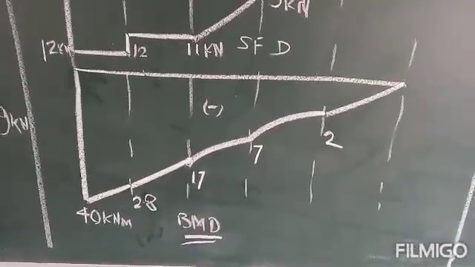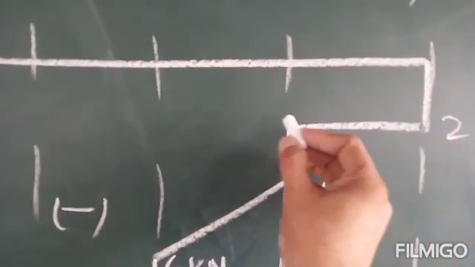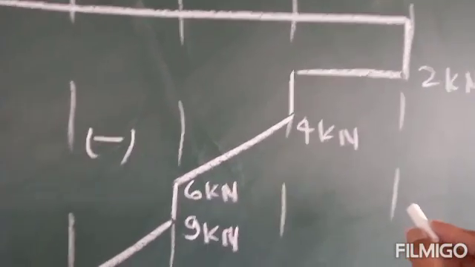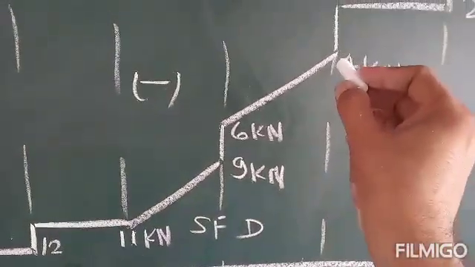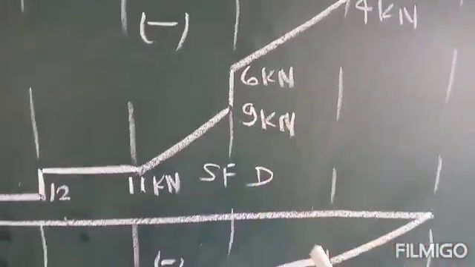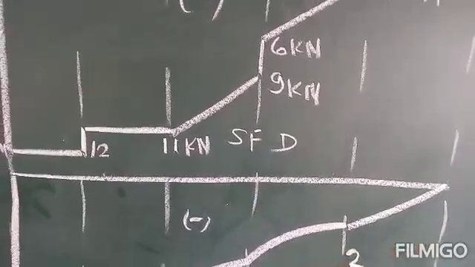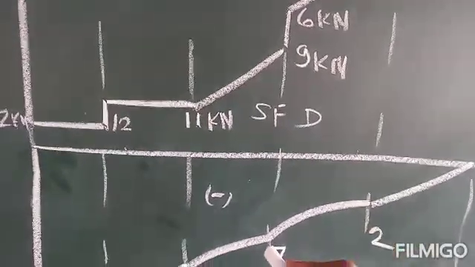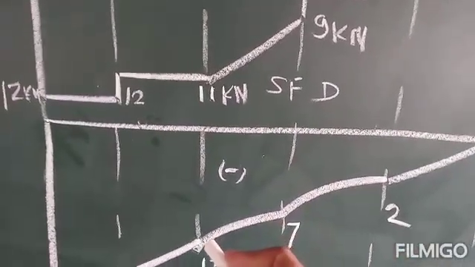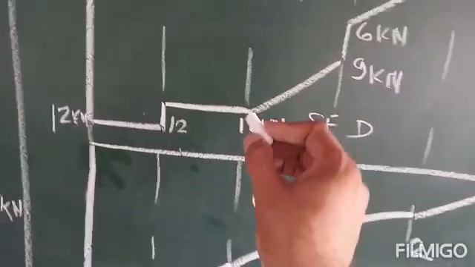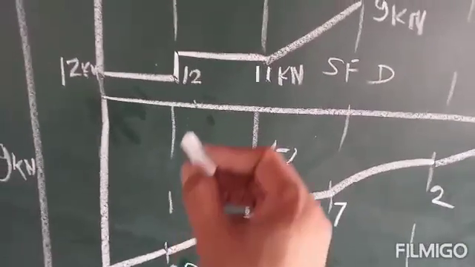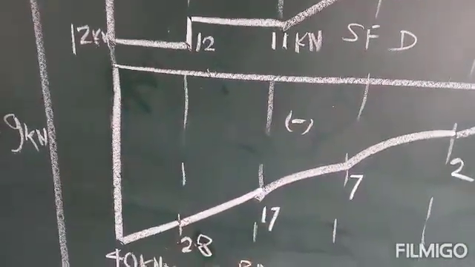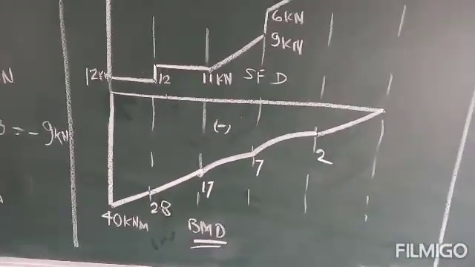Now I want to say one thing: if the shear force diagram is straight, then the bending moment diagram is slanted. If the shear force diagram is slanted, then the bending moment diagram is parabolic in nature, a second type of curve. Again this is a second type of curve. Then this is straight shear force, so the bending moment diagram is slanted. This is also straight and this is also slanted. This is the nature of the bending moment diagram.